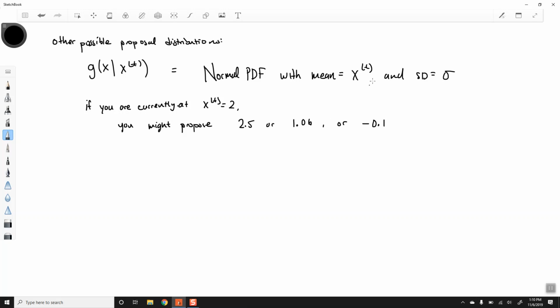Every time you update, where your normal PDF is centered will change. The proposal distribution will update its center with each iteration. Is that okay?